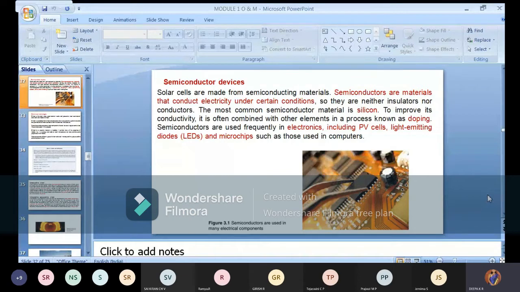So solar cells are made from semiconducting materials. Semiconducting materials conduct electricity under certain conditions. So they are neither insulator nor conductor. Nothing special to say this, right? Semiconductor means it comes between both insulator and conductor. The most commonly used semiconductors are silicon and germanium. But here, particularly for your PV cell, we prefer silicon, because to improve its conductivity, it is often combined with other elements, and we know that as doping.